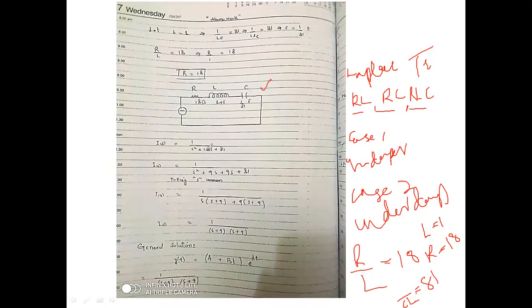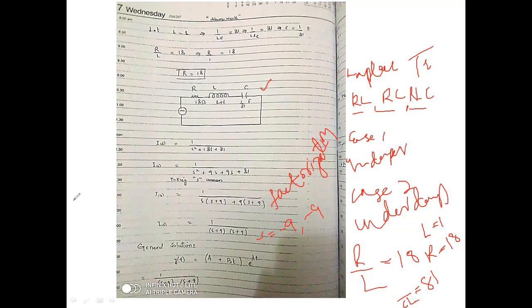So putting the values, I of s is equal to 1 over s square plus 18s plus 81. This was the given equation. You can find the roots by factorization, and also by the quadratic formula. By factorization, s is equal to minus 9 and minus 9. Same, identical, real roots.